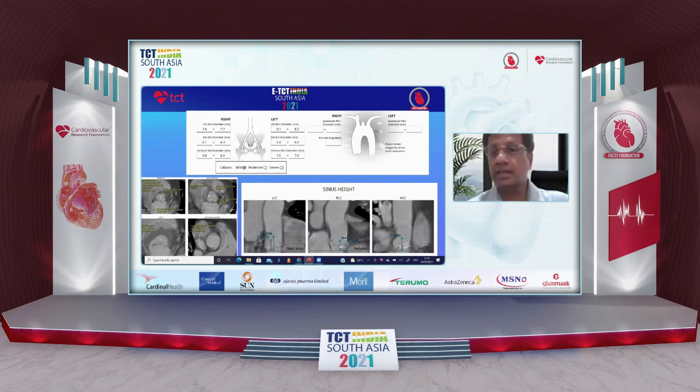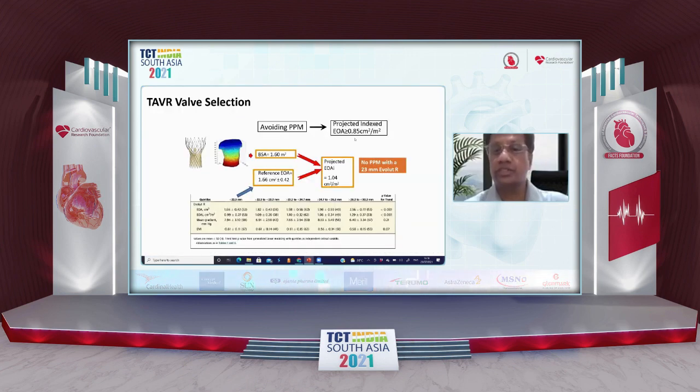So whenever you're selecting a valve, you want to avoid patient-prosthesis mismatch. You see what is the projected indexed effective orifice area for the valve you are choosing. Make sure it is more than 0.85 centimeter square per meter square. For this patient whose body surface area is 1.6, the valve we are choosing will have an effective orifice area of 1.6 and the indexed is 0.99. And the projected effective orifice area is 1.04, which is much above this 0.85. So we will not have any patient-prosthesis mismatch. And that's exactly what happened.